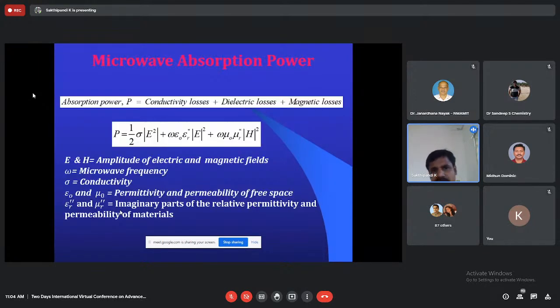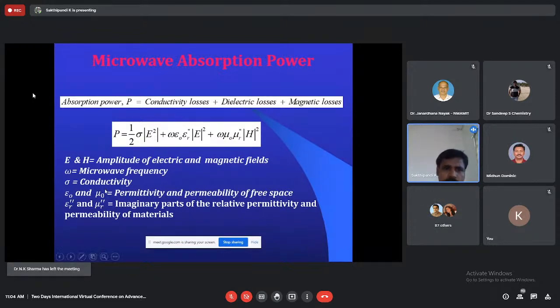In the ferrites, I have studied microwave absorption. Generally, microwave absorption is nothing but a combination of conductive loss, dielectric loss, and magnetic loss. So this is the formula for the conducting loss. This is the formula for the dielectric loss. This is the magnetic loss.